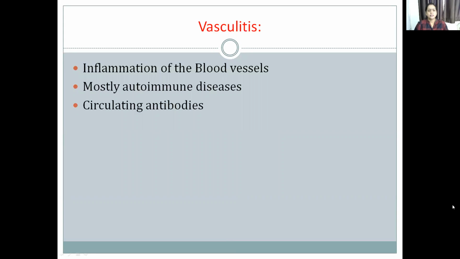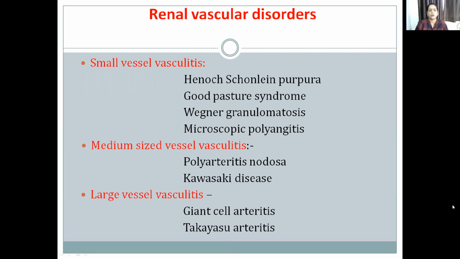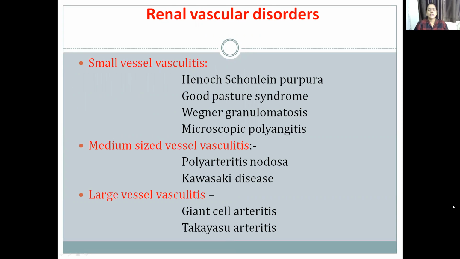Vasculitis is inflammation of the blood vessels, mostly seen in autoimmune diseases with circulating antibodies. The renal vascular disorders associated with vasculitis involve small vessels, medium vessels, and large vessels. Large vessel: giant cell and Takayasu. Medium-sized: PAN, Kawasaki. Small vessel: HSP, Goodpasture, Wegener, microscopic polyangiitis.